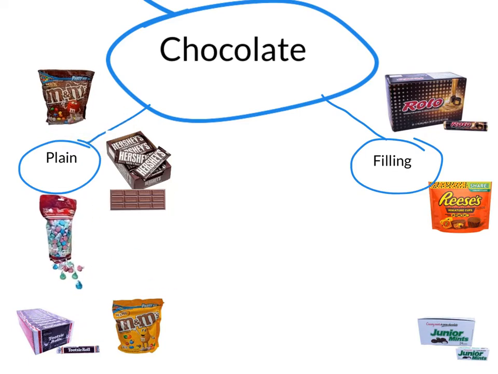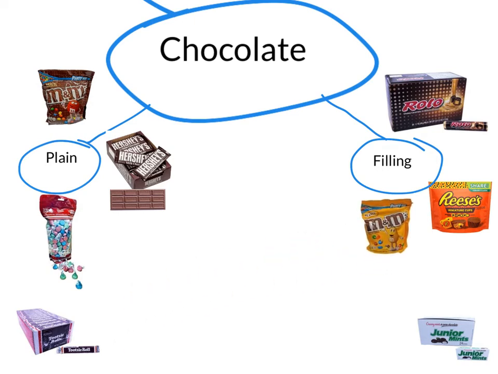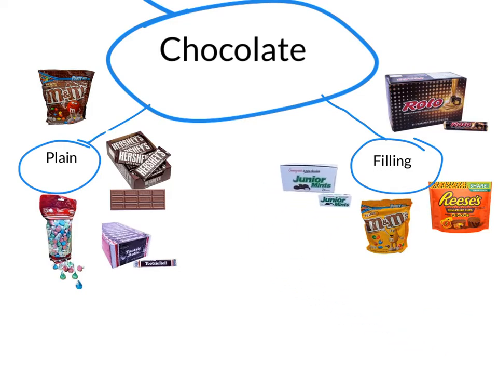These are some Hershey's Kisses. Now these M&M's are peanut M&M's, so they would have to come over here with filling. I would say that Tootsie Rolls would be plain, and Junior Mints have a filling.